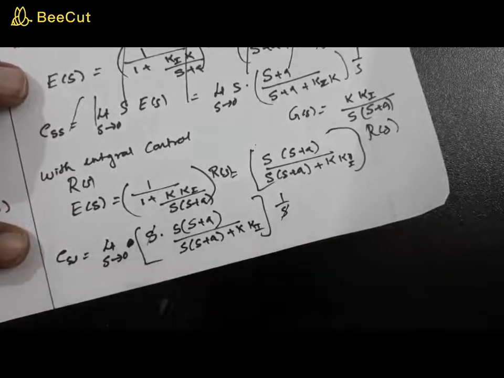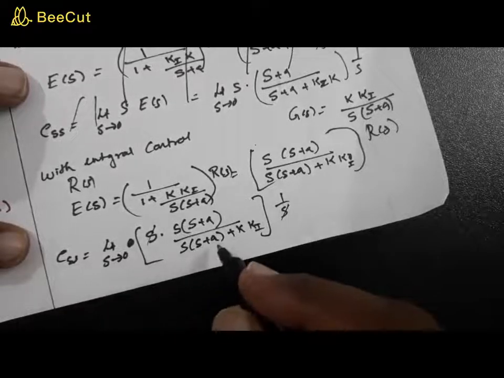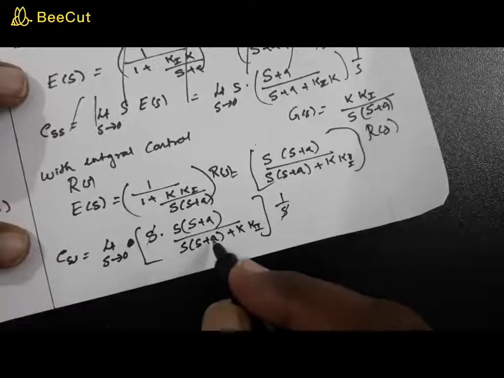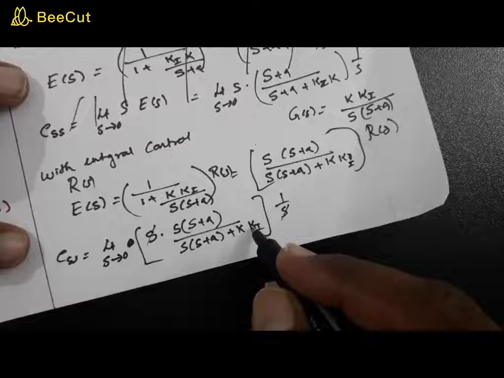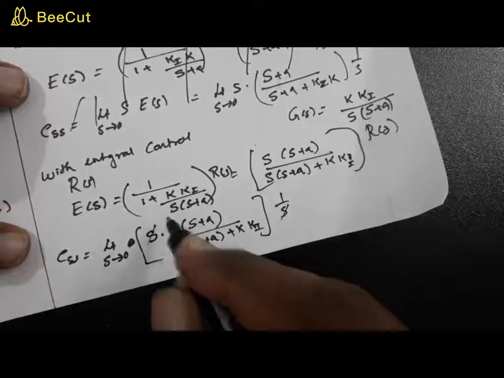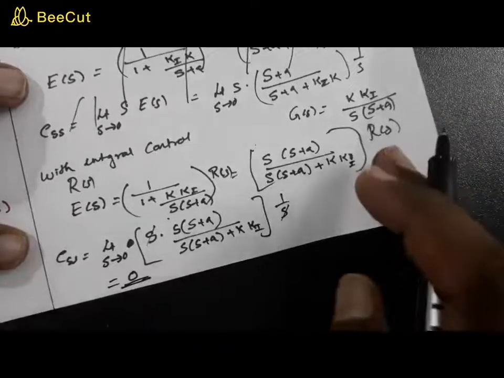So this S and S get cancelled. Now when you apply S tends to 0, what happens? This part becomes 0. The denominator becomes K into Ki. What about this, S into (S plus A)? So this becomes 0. The steady state error becomes 0. So look at the impact of integral action.